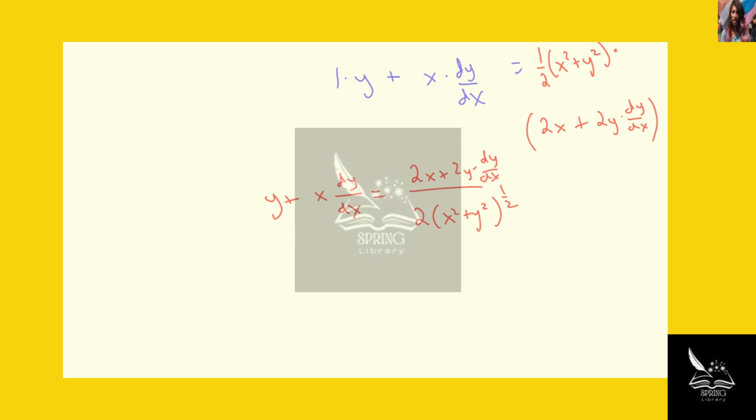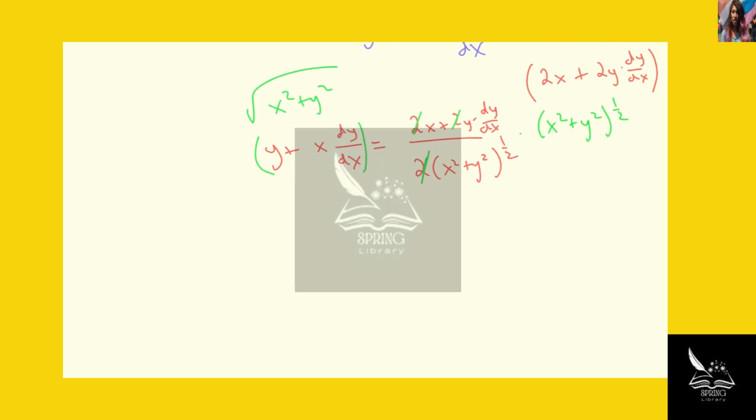What I could do immediately is cancel the 2 over here, and then multiply by x squared plus y squared to the 1/2 to both sides, or the square root of this. So if I distribute y, this will be y square root of x squared plus y squared plus x dy over dx square root of x squared plus y squared equals x plus y dy over dx.